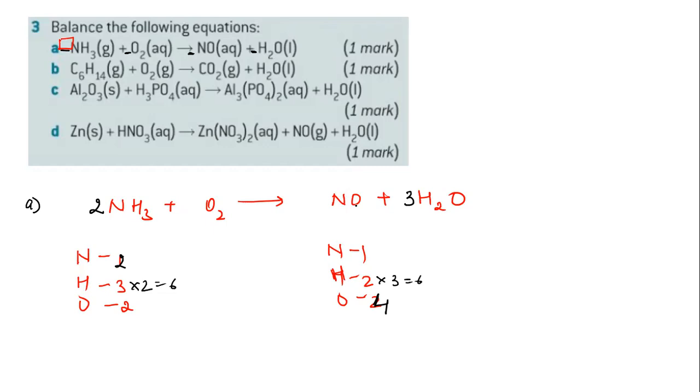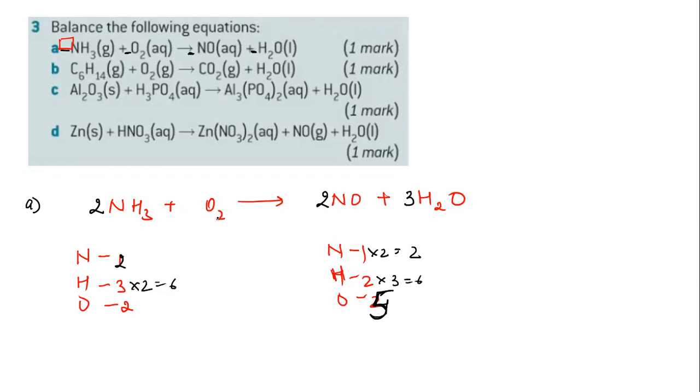Oxygen will become 4. 3 from this one plus 1, 4. Now in this case NO, here 2 NO. If I write 2 this side, multiplied by 2, nitrogen will become 2, oxygen will become 2 plus 3, 5. Yes or no? Oxygen is not 2 plus 3, 5 oxygens are there. Is that clear? So I add 2 to now make 5.